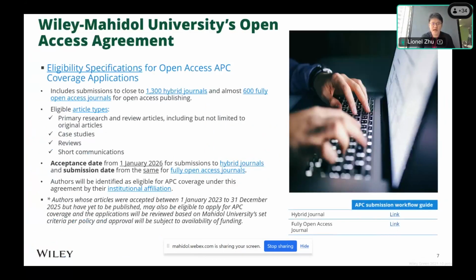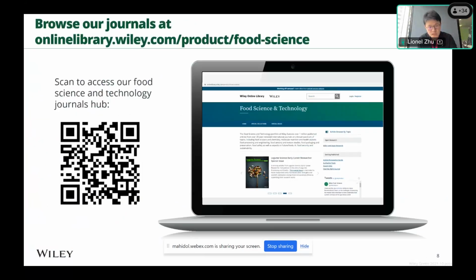Now, since we have a Wiley Mahidol University open access agreement, a TA between us, it can significantly ease the burden of the APC for researchers from Mahidol University. We have our policy listed here, so feel free to take a screenshot, and I will share all the presentation slides afterwards. This is a QR code of our online library service. We provide many free services, and I will explain them later.